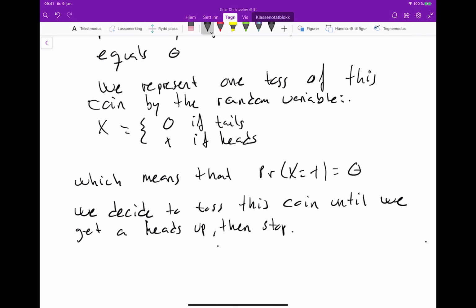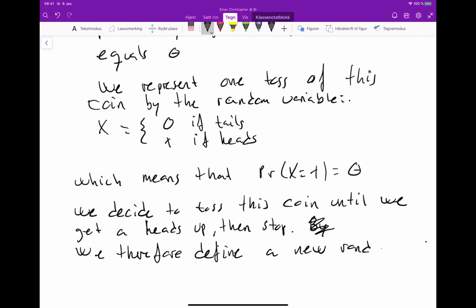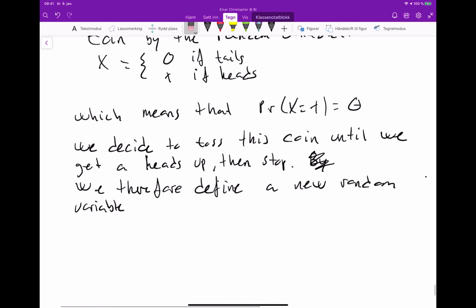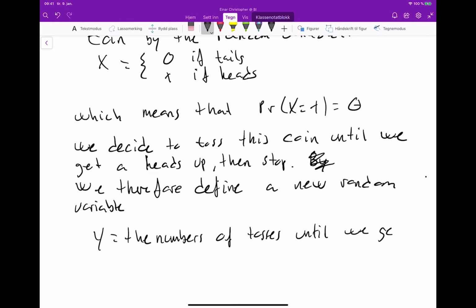By so deciding, we can define a new random variable. We therefore define a new random variable Y equal to the number of tosses until we get heads up.